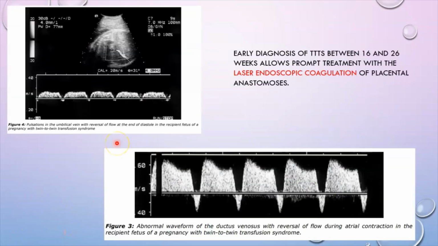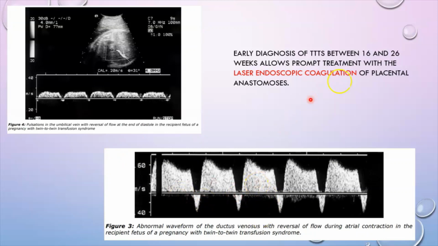Friends, as you can see in this picture, there are pulsations in the umbilical vein with reversal of flow at the end of the diastole in the recipient fetus of a pregnancy with twin-to-twin transfusion syndrome. And in the second picture you can see an abnormal waveform of the ductus venosus, with a reversal of flow during atrial contractions in the recipient fetus of a pregnancy with twin-to-twin transfusion syndrome.